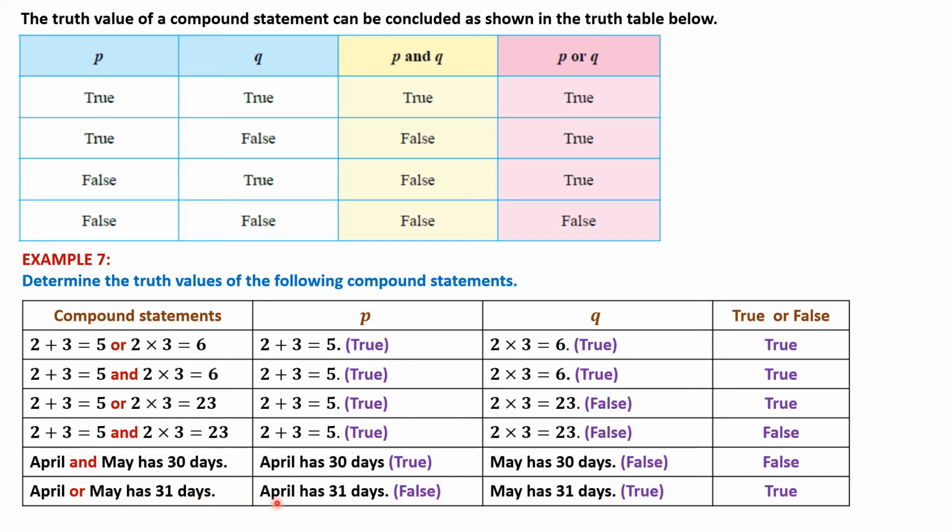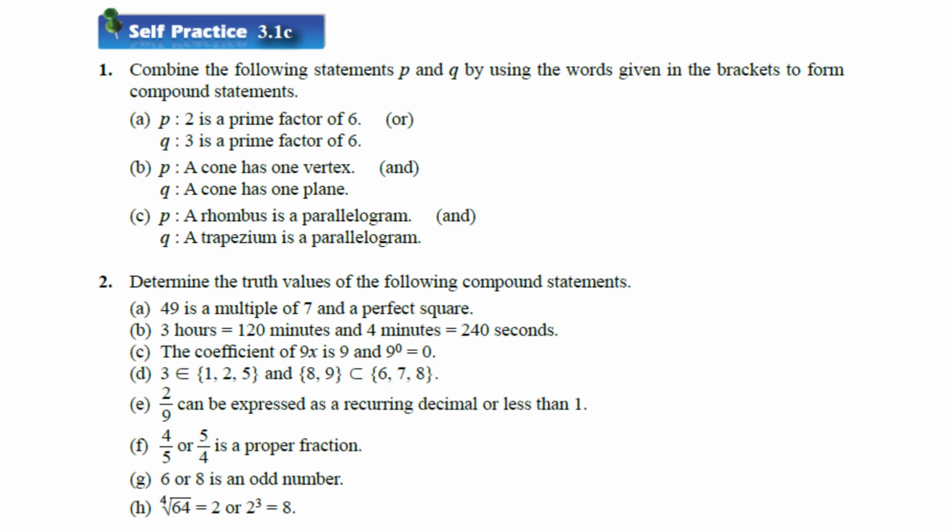example, April or May has 31 days. So the first one, April has 31 days. Of course, this one is false. And then May has 31 days. This one is true. Because we use the word "or", so when we combine these two statements, the compound statement is true. You can try to do this self-practice 3.1c about the compound statement and then the truth values for the compound statement.